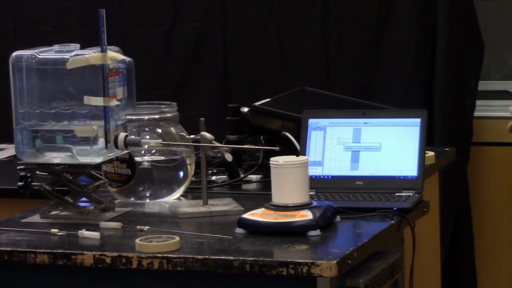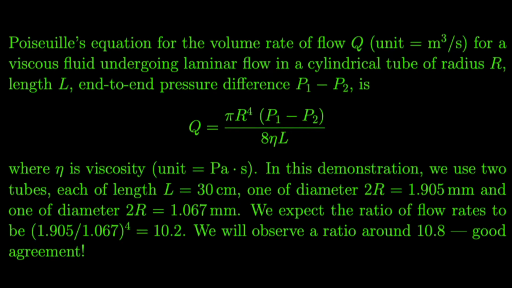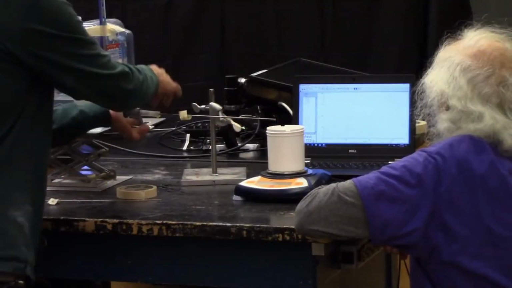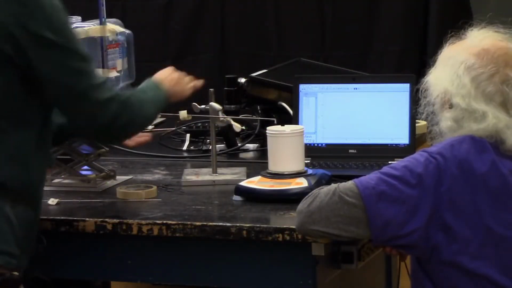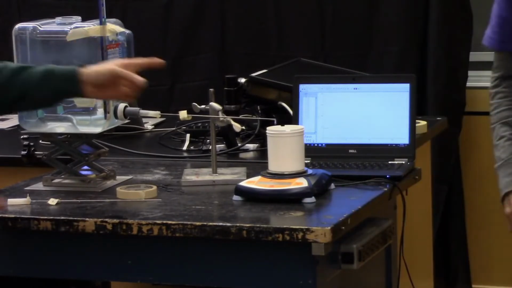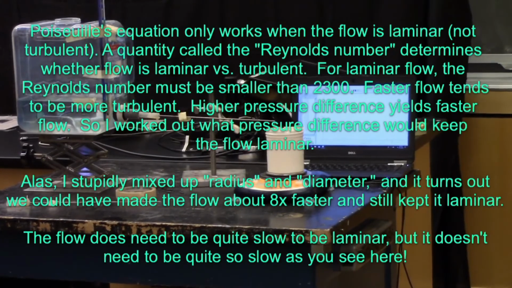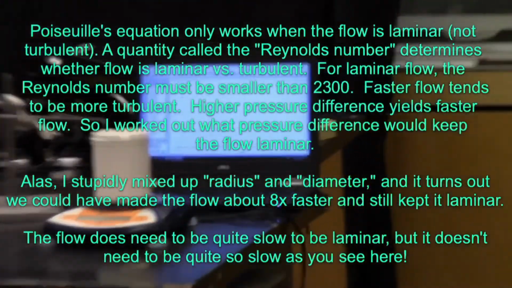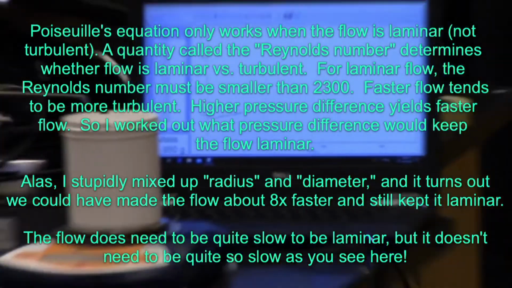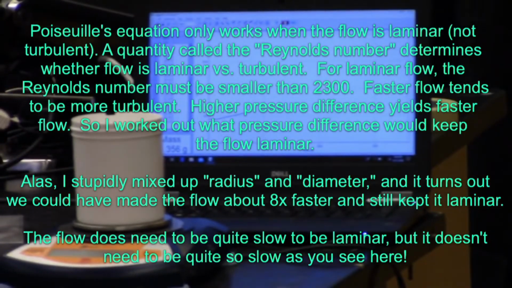Okay, so here we go. Okay, are you ready? Okay, so we're going. This is about the fastest we can go for it to stay laminar. Right. And the other one's even slower. It's laminar in the tube. It's dripping because it's got to build up to a drop that weighs more than the cohesion.